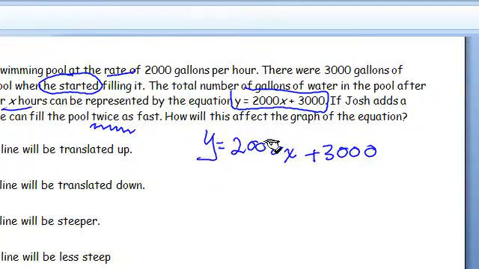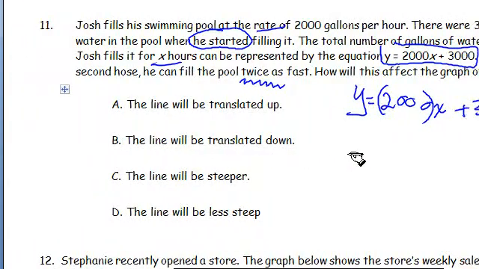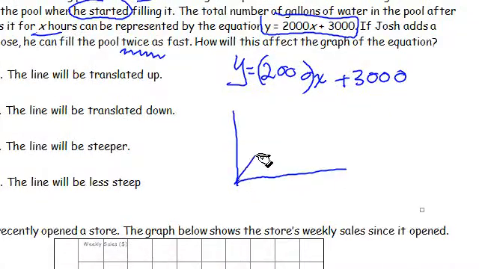You want to figure out what effect on this equation doubling the rate of water flow into the pool would have. Well, it would double the slope here, to change this to 4,000 gallons per x hours. So if we were graphing this, you need to keep in mind that this would be a slope of 1. What would be a slope of 2? Would a slope of 2 be shallower, or would it be steeper?